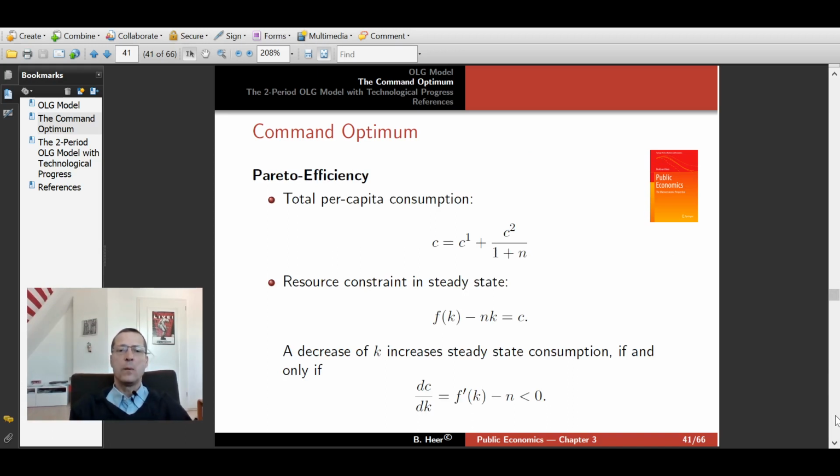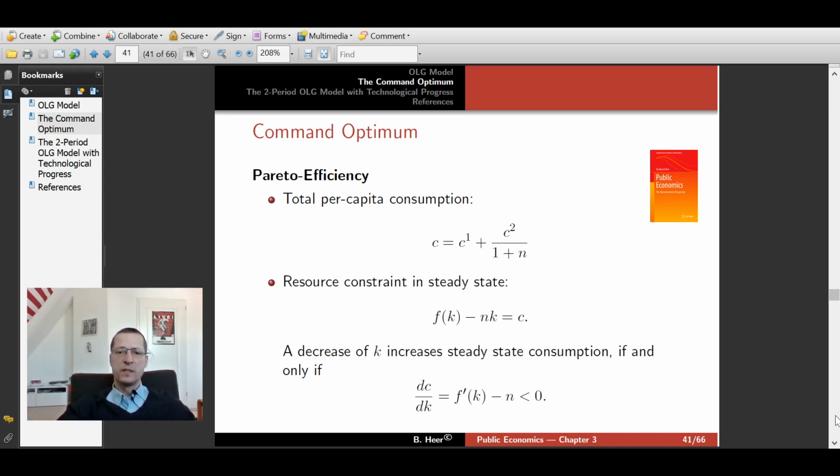Now let's see if our allocation is Pareto efficient, or what the efficiency condition is. Therefore, we introduce a new variable, C, which is total consumption per young person. So the young one consumes C1 in steady state, and the old one consumes C2. And the old people are fewer, so the ratio of old to young people is 1 over 1 plus n. So we have to divide C2 by 1 plus n when we divide total consumption by the number of young people, N_t.